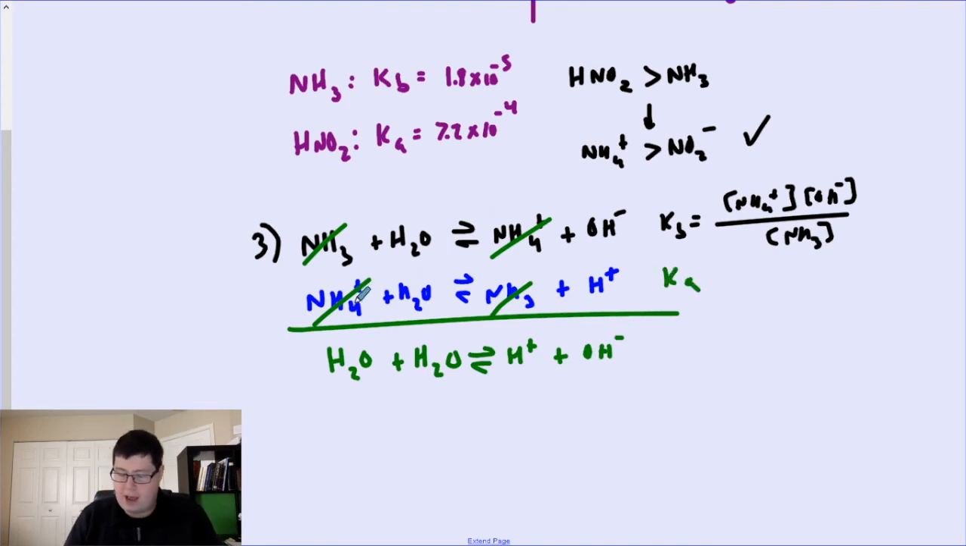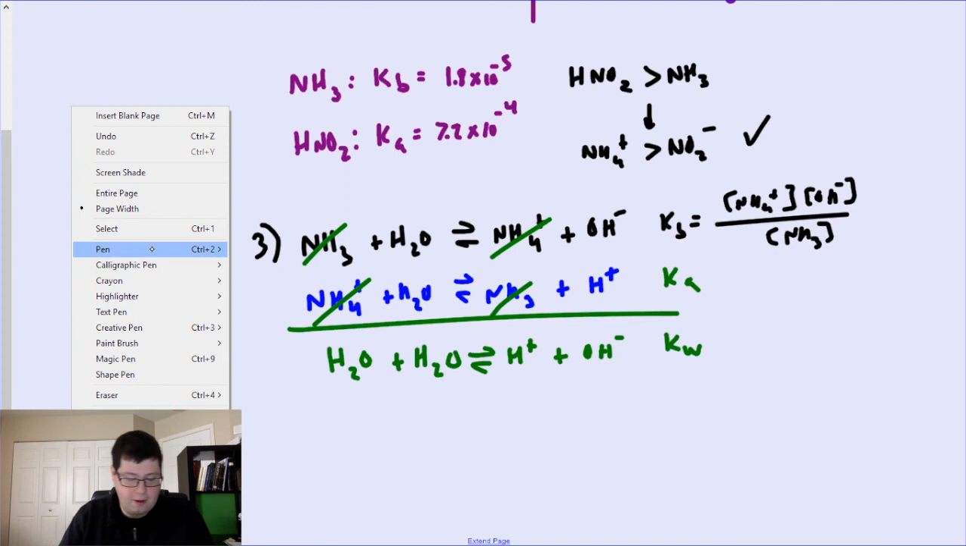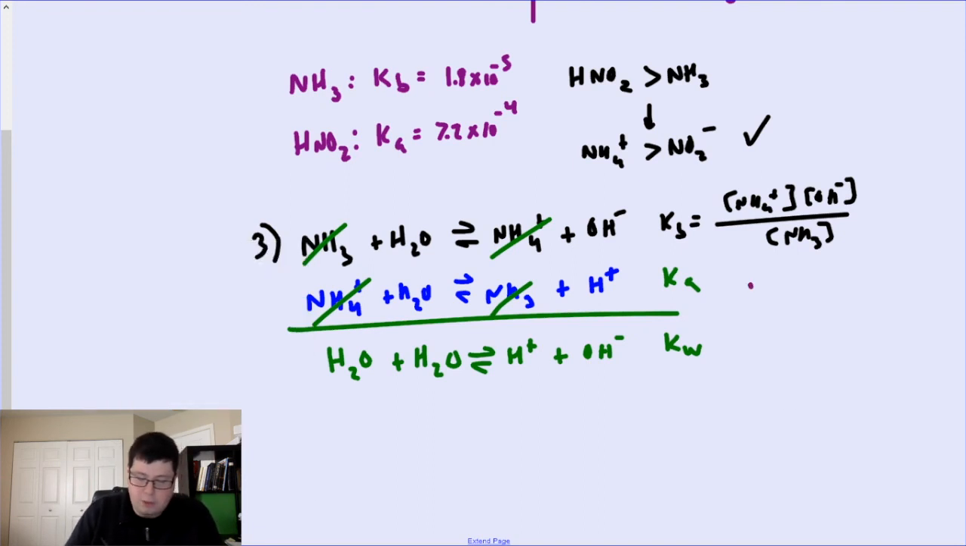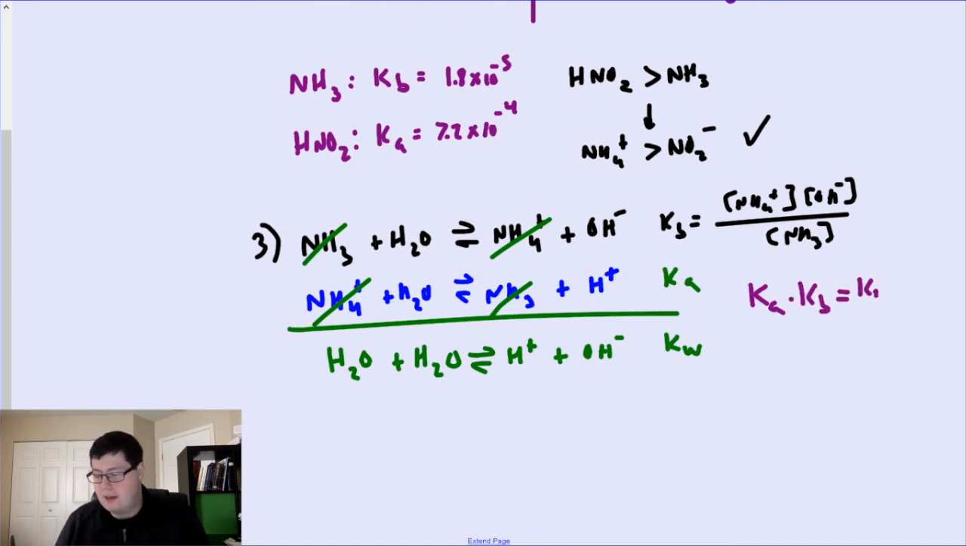And of course, this reaction is described by the Ka that I don't know. Well, we've seen this reaction before. In fact, in this video, we know this reaction is the autoionization of water. And so we know that the K for that reaction is Kw. Now, we've seen already that if I have the equilibrium constants of two reactions added together to get a third, I can write a mathematical relationship between those. And so I can say that the Ka of this reaction here times the Kb is equal to Kw.